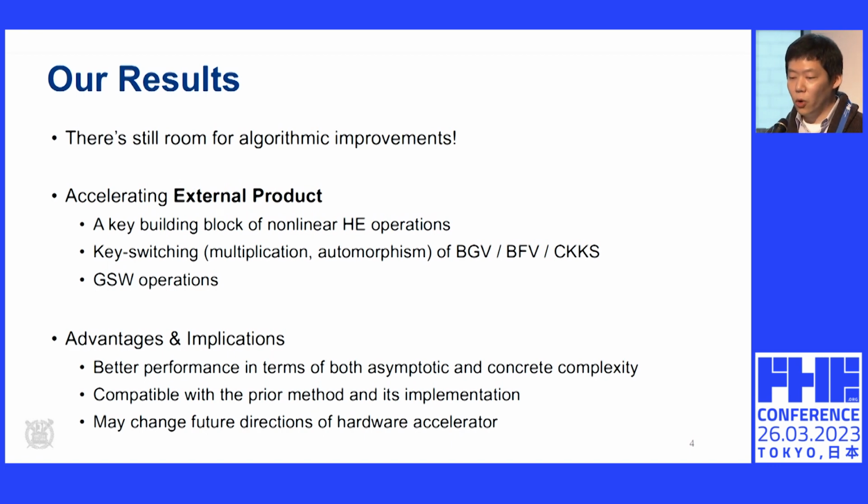So the advantages and implications of this work are as follows. We could achieve better performance in terms of both asymptotic and concrete complexity. And this is compatible with the prior method. So you don't have to choose one of the old or new methods, but you can just implement both methods and choose whatever you want to use. And I'll show you later, but I believe this research may change some future directions in hardware accelerator research.